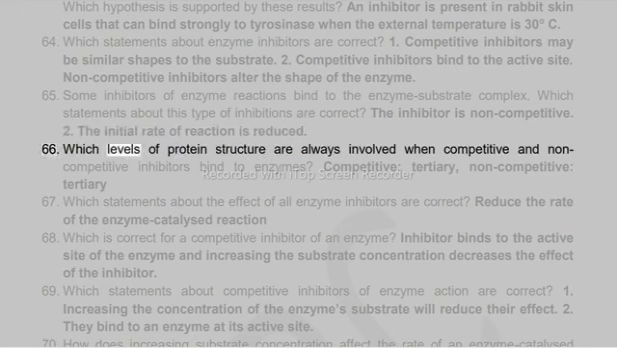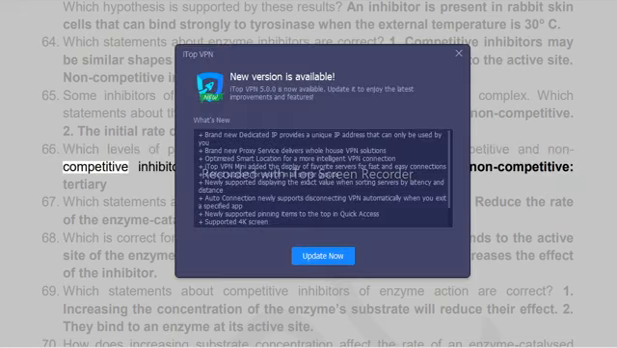66. Which levels of protein structure are always involved when competitive and non-competitive inhibitors bind to enzymes? Competitive, tertiary; non-competitive, tertiary. 67. Which statements about the effect of all enzyme inhibitors are correct? They reduce the rate of the enzyme-catalyzed reaction.